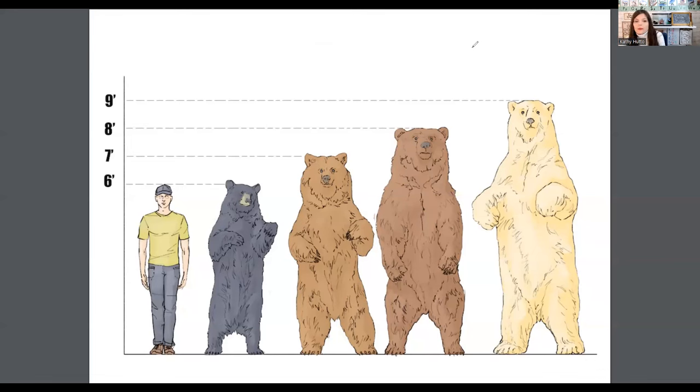Very good. Look at the person. Now look at the polar bear. Look back at the person. Now look at the polar bear. You can see that a polar bear is very, very big.